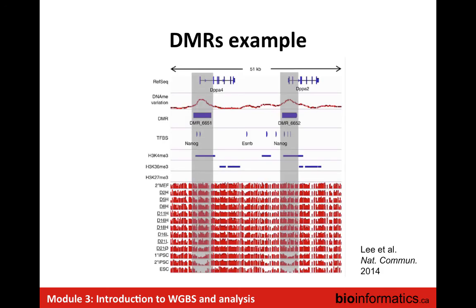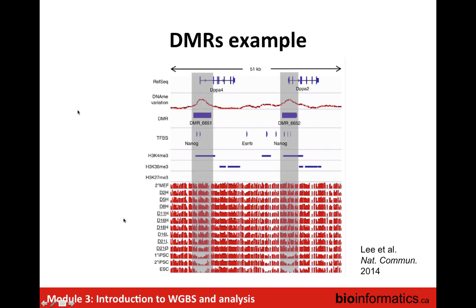So the hope is that, starting from the raw methylation profile that you get from the whole genome bisulfite sequencing, you can process this data to identify, and that's one of the typical goals, regions that are differentially methylated, for instance, between samples. So that's what you see here.